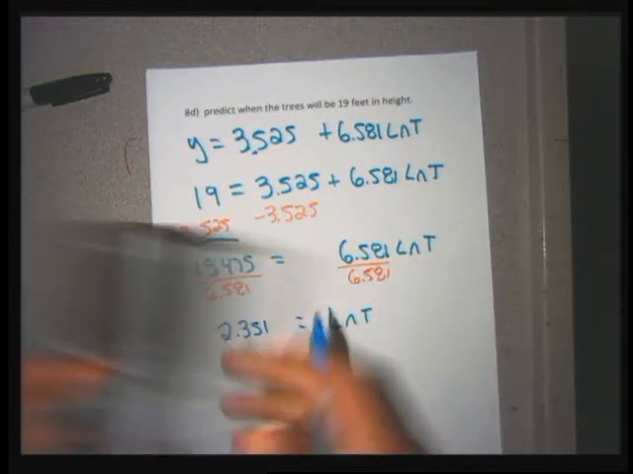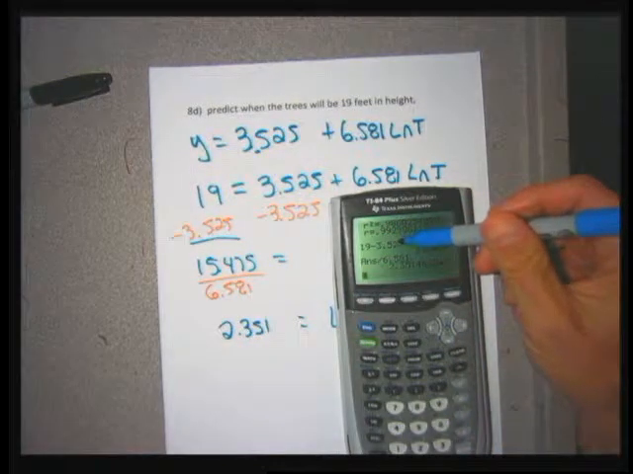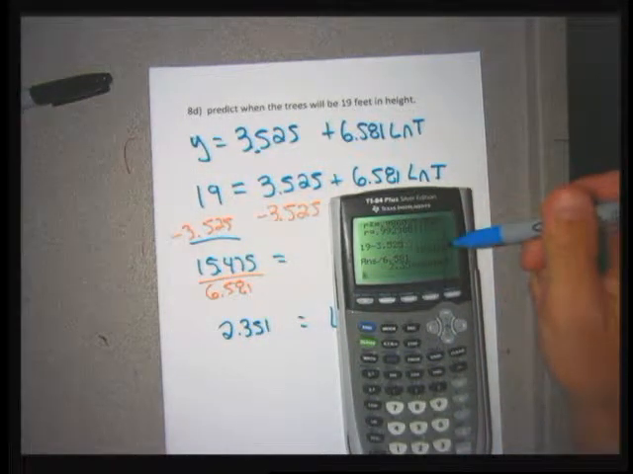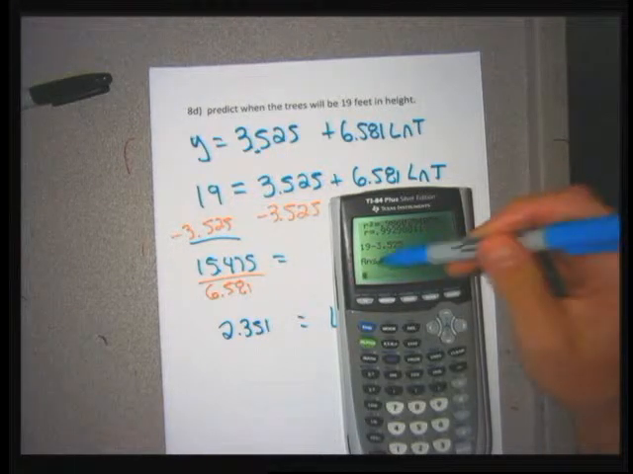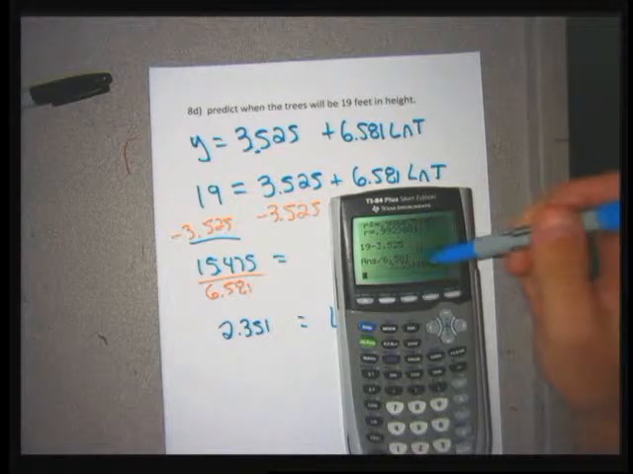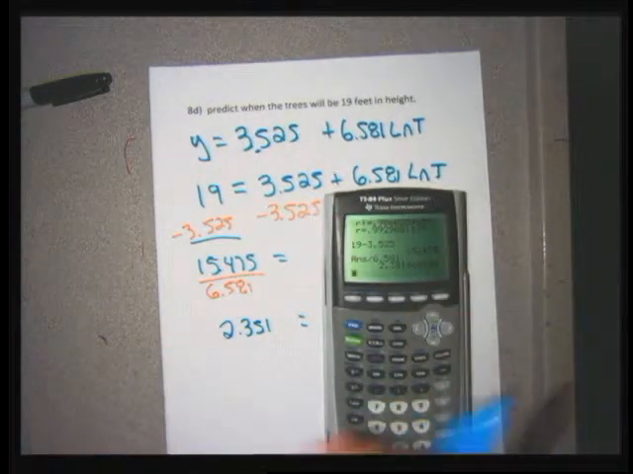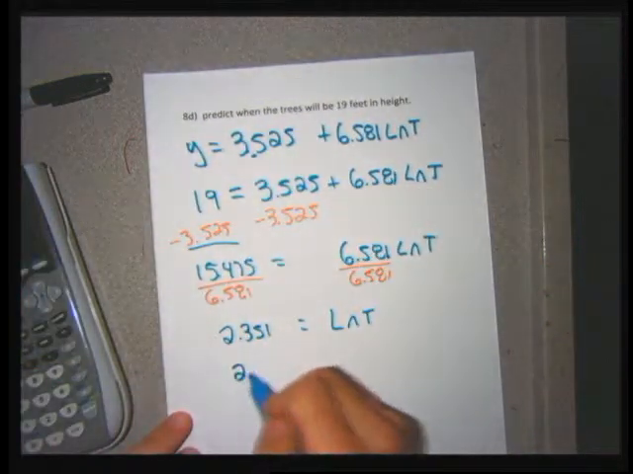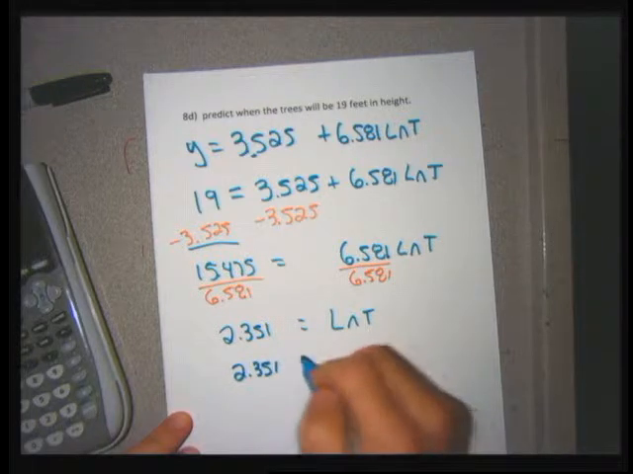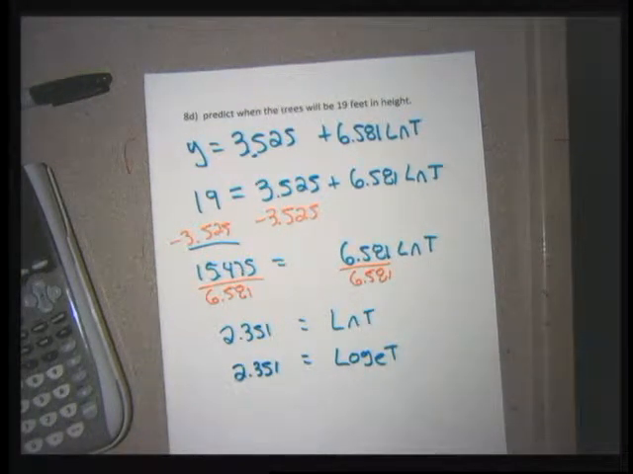So just if you want to see my last 2 computations, I did 19 minus 3.525 and got 15.475. And then I did 15.475, which stands for the answer, divided by 6.581 to get the 2.351 figure. I'm almost ready to have this solved, but it's not solvable by hand, written in the shorthand notation. And I know that ln and log base e are interchangeable. I'm going to write this in log base e form.